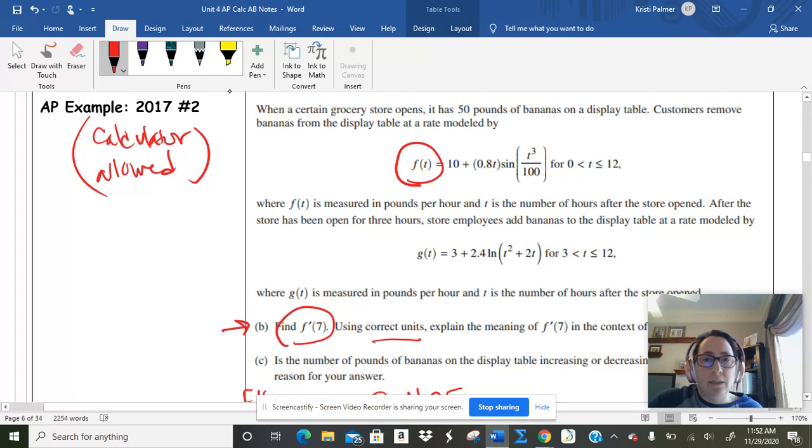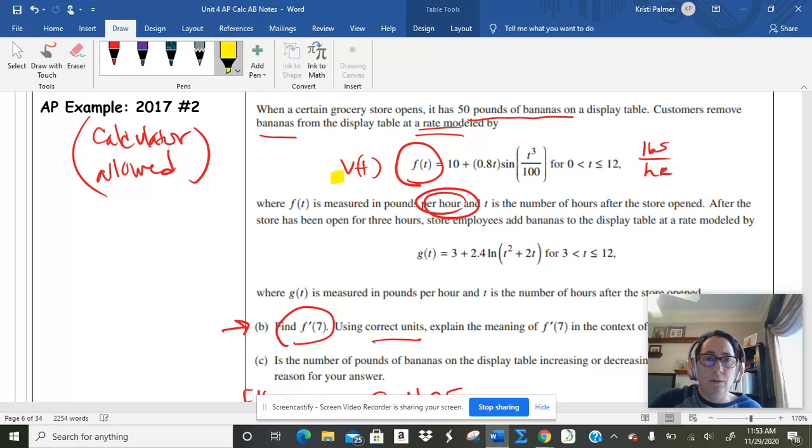So f of t here is, let's see, we have the pounds of bananas, and customers are removing bananas. And what's t in? Okay, pounds per hour. So f of t is measured in pounds per hour. So is this right here a velocity, or acceleration, or a position? So this is a rate. This is a velocity going on.